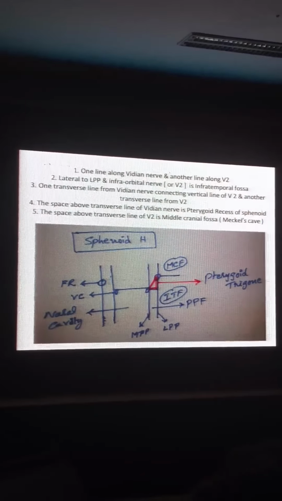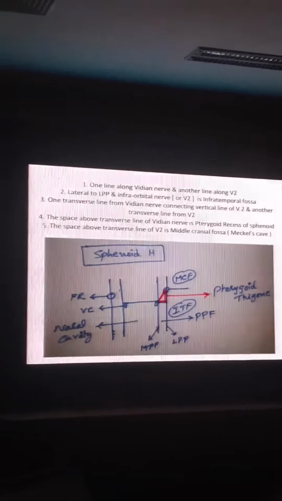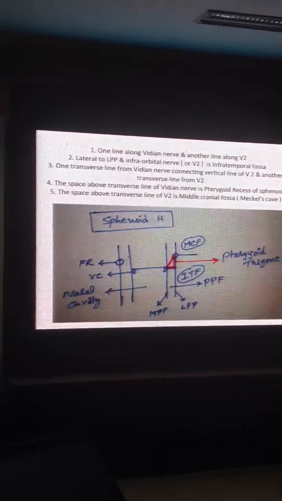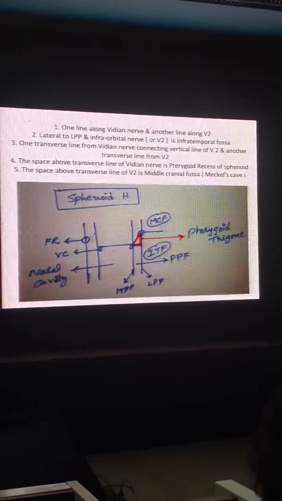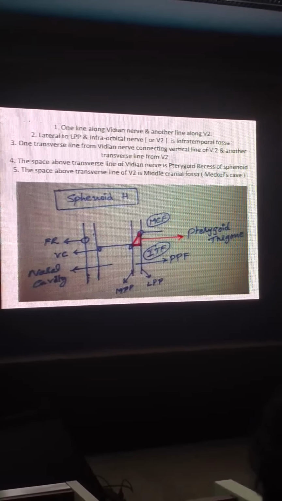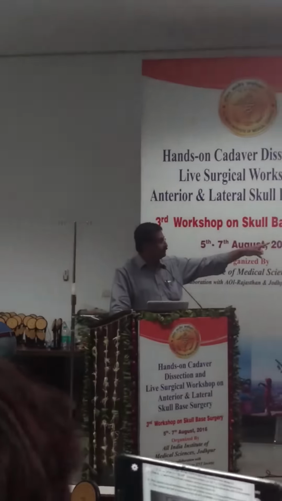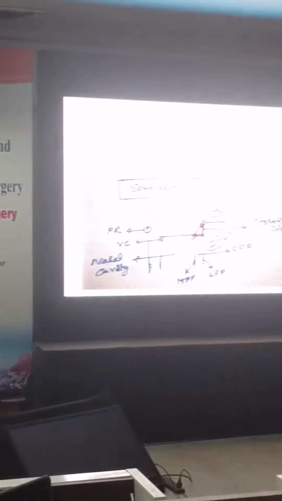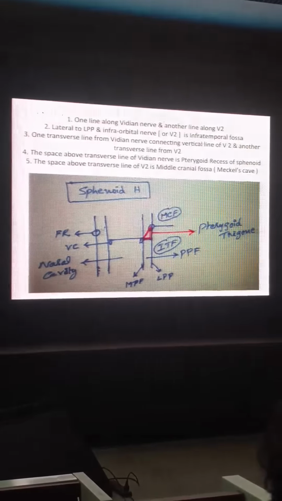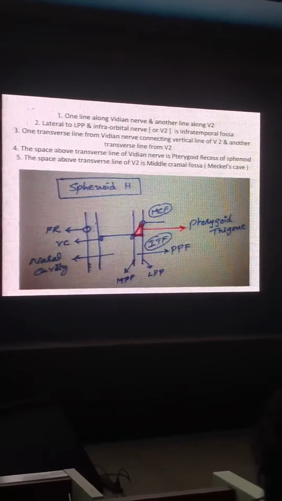This is the core diagram. This is called the sphenoid hitch. Draw a horizontal line from the foramen rotundum, and a horizontal line from the vidian canal. The space above the horizontal line at V2 is the middle cranial fossa. The one below is the infratemporal fossa. And that red triangle is the pterygoid trigone. At a 45-degree angle to the vidian canal is the foramen rotundum, and that space is the pterygoid trigone.